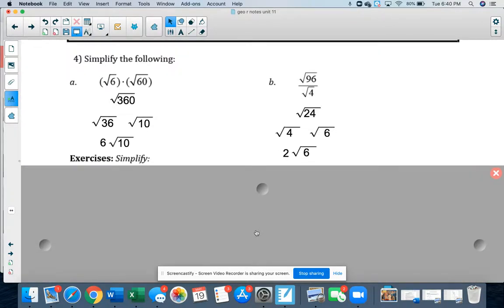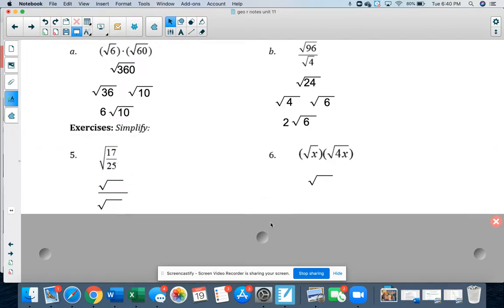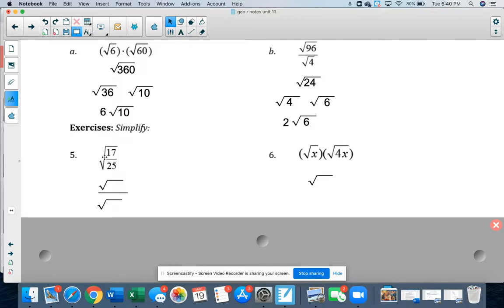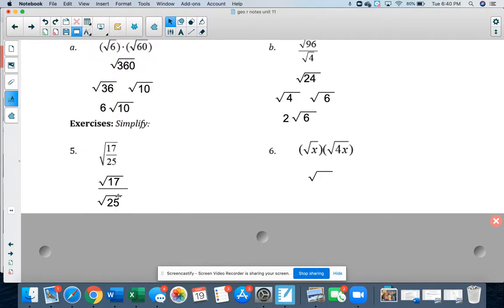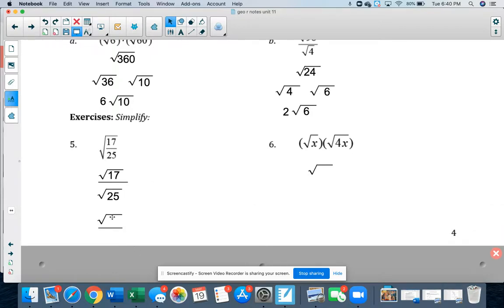All right, see if you can try 5 and 6 down below, although they might be a little bit trickier. Take this radical in number 5: radical 17 on top and radical 25 on the bottom. If I was to do 17 divided by 25 in my calculator, it doesn't go in evenly. The only thing I recognize is that 25 is a perfect square. So I divide this up. Square root of 17 stays square root of 17, and square root of 25 becomes just 5 because that was the perfect square. So this is my answer right here. That's all I can do. I cannot simplify it any more than that.